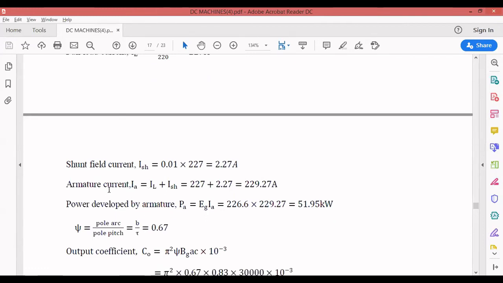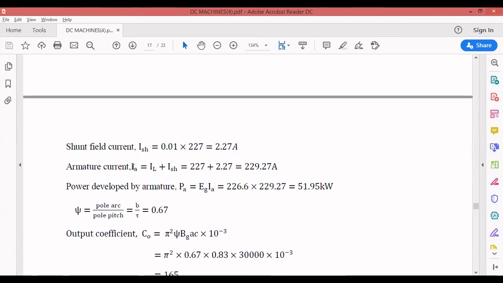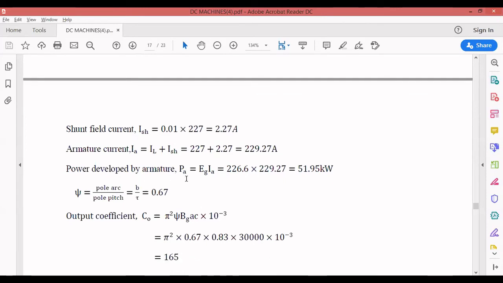Once you got IL and ISH, you can calculate the armature current. Armature current IA is IL plus ISH, 227 plus 2.27, which is 229.27 amperes. Once you got IA and EG, you can calculate the power developed by the armature, P is equal to EG into IA, 226.6 into 229.27, which is 51.95 kilowatt.